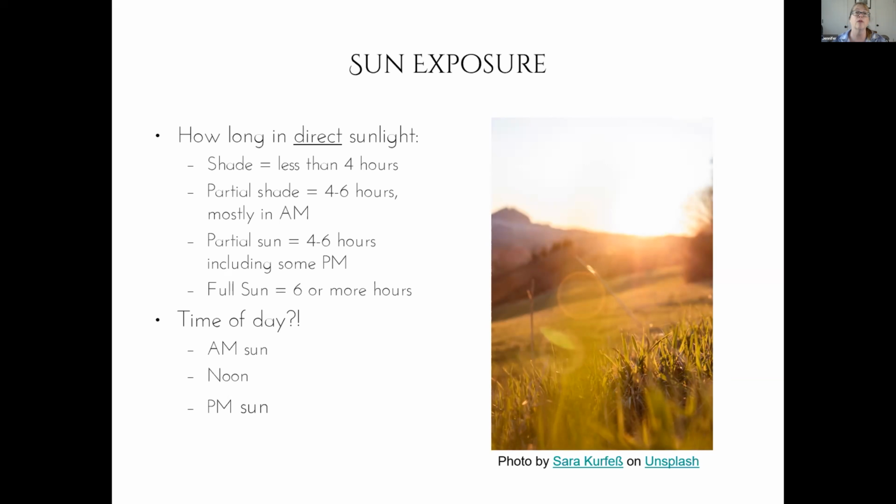Partial shade is about 4 to 6, and mostly in the morning, because there's a difference between morning sun, midday sun, and afternoon sun. Partial sun is considered to be 4 to 6 hours of that direct sunlight, including some in the evening. And full sun is just 6 hours or more, go for it, full blast. Now the time of day, morning sun, this is a generalization, and generalizations are unfair to specifics, right? So if I'm talking about a specific plant, this is being unfair to that plant. You need to know about that plant.